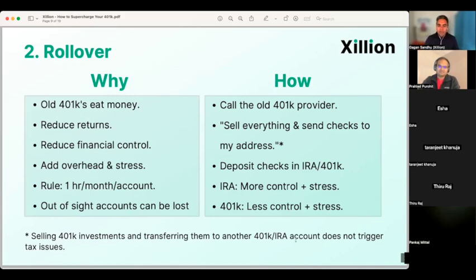Okay. Any questions on rollover? That's all I have to say about rollovers. Any questions on this?